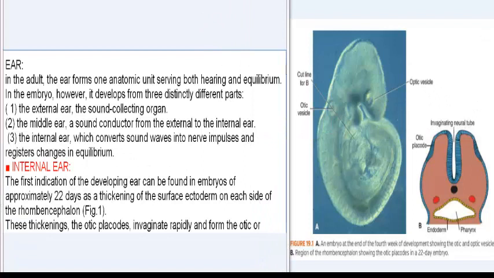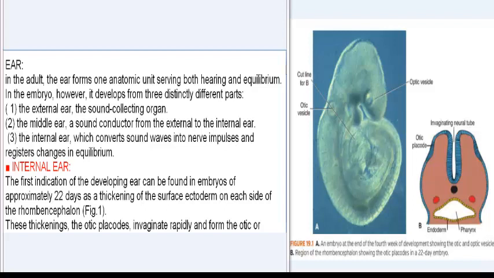In the adult, the ear forms one anatomic unit serving both hearing and equilibrium. In the embryo, however, it develops from three distinctly different parts: 1. The external ear, the sound collecting organ. 2. The middle ear, a sound conductor from the external to the internal ear. 3. The internal ear, which converts sound waves into nerve impulses and registers changes in equilibrium.